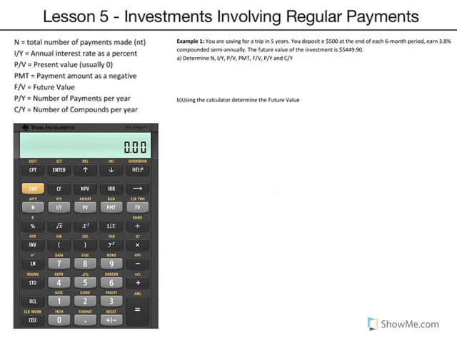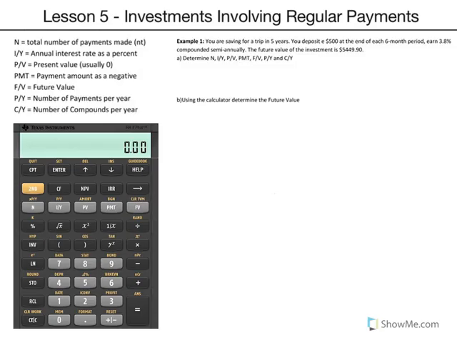Lesson 5, Investments Involving Regular Payments. So this is a way to solve for regular payments. The calculator can help you solve for unknown values. It can help you solve for the length of time. It can help you solve for the payment amount. It can solve for anything.